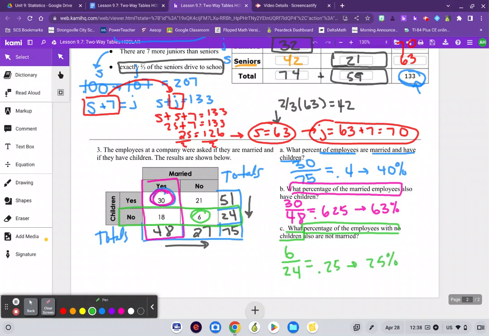Okay. So again, in this case, we had to build the totals area or sections in order to answer these questions. And so again, if you have any questions on these, let me know. The next thing you'll be working on is the practice, so you can try some of these on your own.